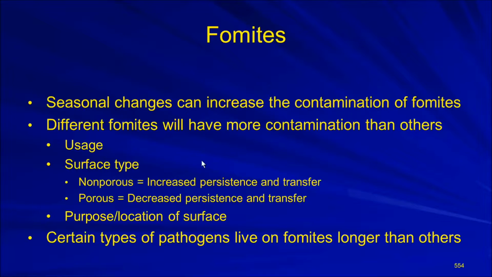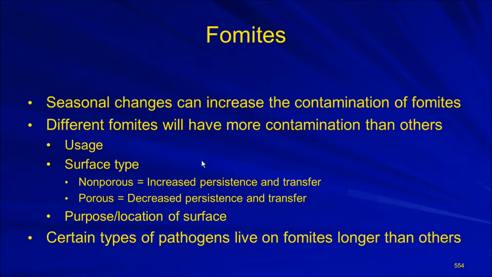Surface type. We've classified it into 2 major categories based off of literature. We have non-porous surfaces, things like stainless steel and plastic. They have increased persistence and transfer of bacteria. So not only do bacteria and viruses live longer on non-porous surfaces, but they transfer easily to your hands and to other objects as well.